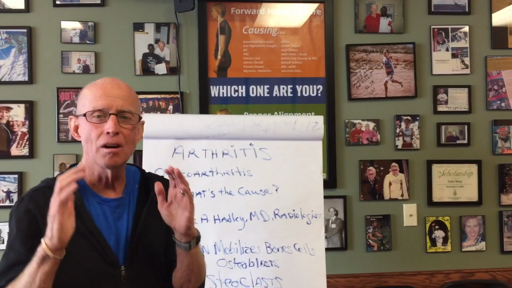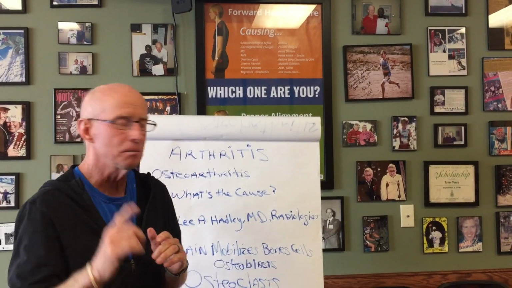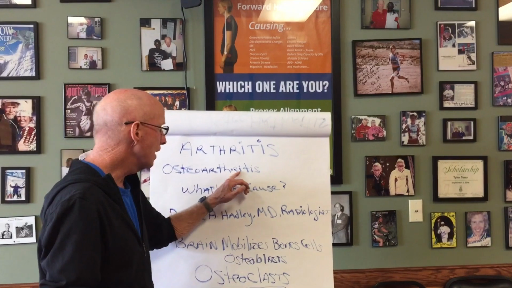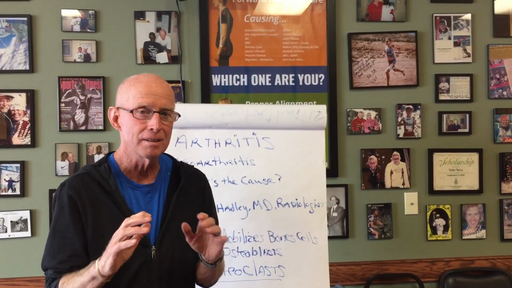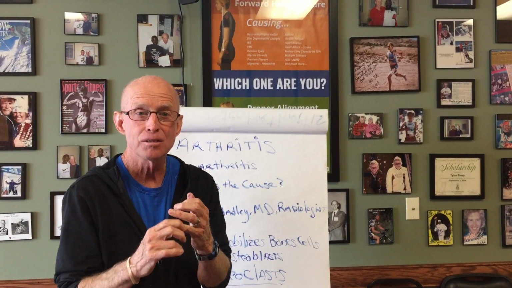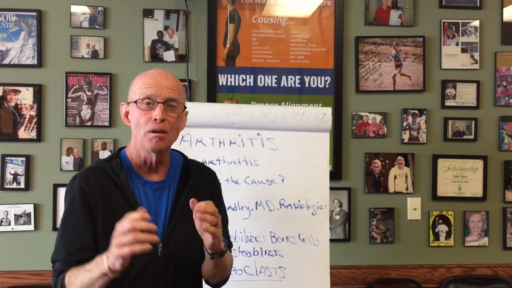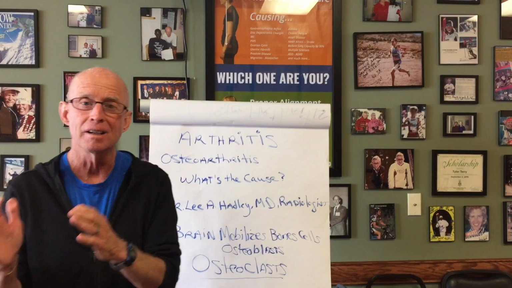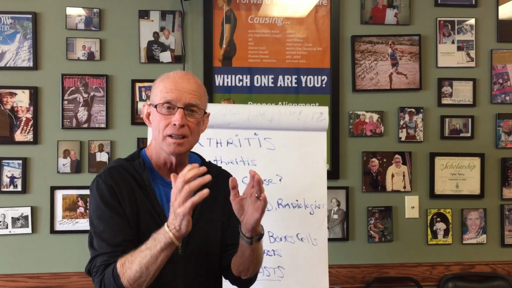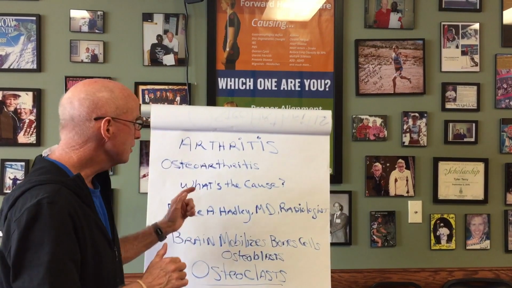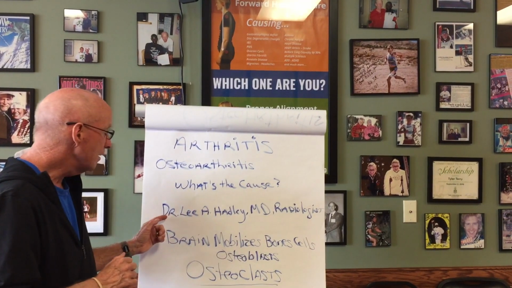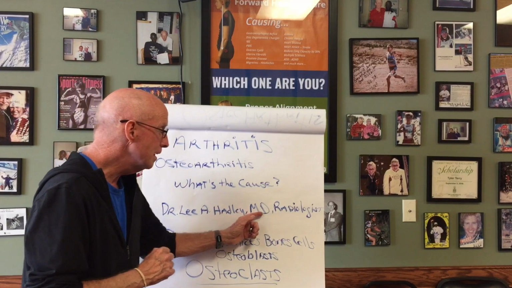So what causes arthritis? What's the bottom line? Today we're going to be talking about osteoarthritis. And remember, there's a lot of different types of arthritis. Rheumatoid arthritis and psoriatic arthritis are autoimmune arthritises, and in a later edition we'll discuss those and the causes behind those. But today we're going to discuss osteoarthritis as outlined by Dr. Lee A. Hadley, MD, radiologist.